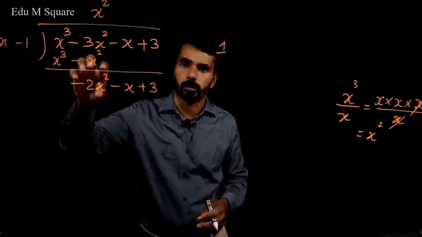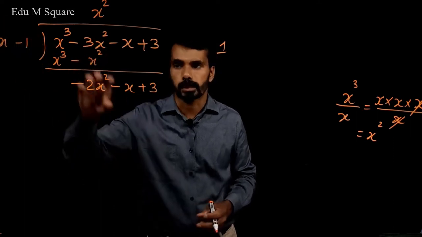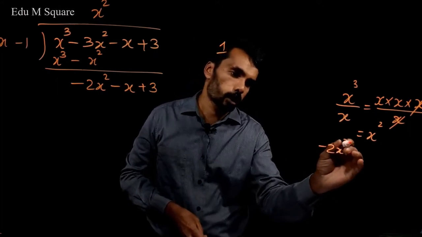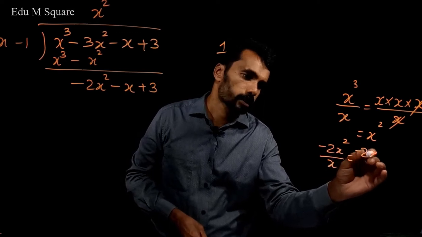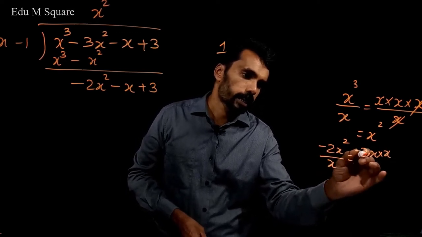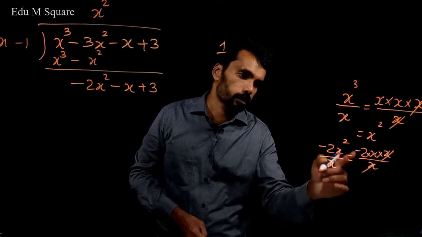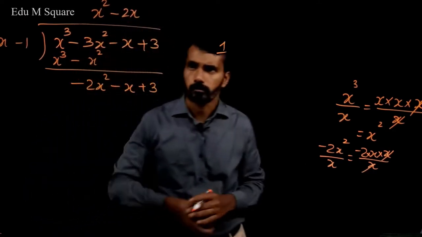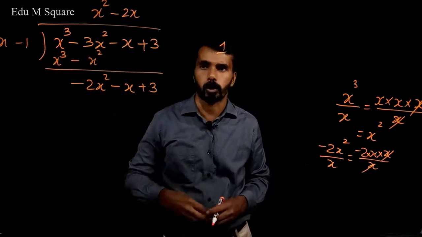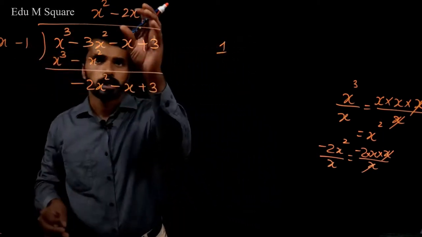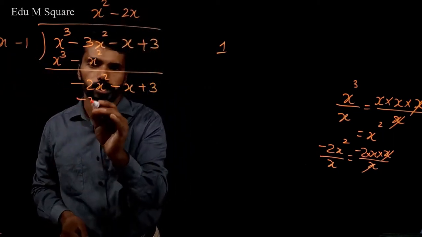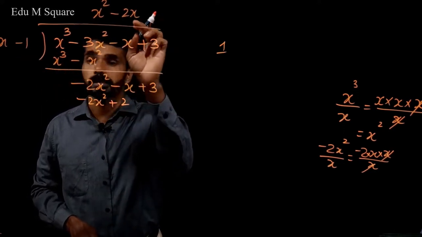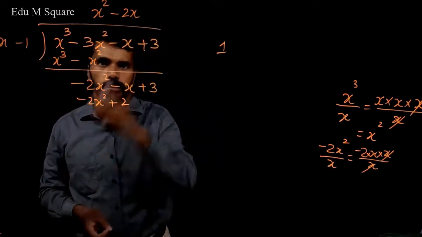Then in the next step we treat this remainder as the new dividend. So we divide the first term of this new dividend by the first term of the divisor, that is minus 2x square divided by x. Minus 2x square divided by x is equal to minus 2x. This x square can be written as x into x, so one x cancels, and remaining there is minus 2x. So minus 2x we write. Then again we continue the division process. We multiply minus 2x by x, so this is minus 2x square, then minus 2x into minus 1, that is plus 2x.